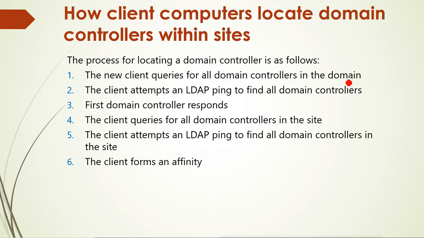So how do the client computers locate the domain controller within the site? The process for locating the domain controller is like this: first, the new client queries for all domain controllers in the domain. The client attempts an LDAP ping to find all domain controllers. It is trying to find all the domain controllers in the full domain. Then the first domain controller responds. Whichever domain controller is available first will respond.